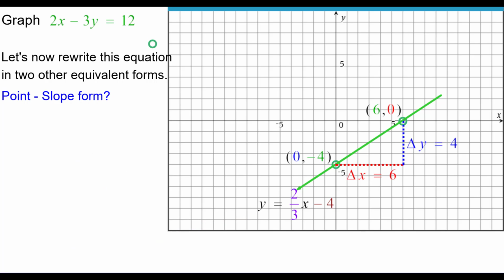The third form is point-slope form. So go ahead and put this into point-slope form. Please pause to do so. Resume when you're ready.